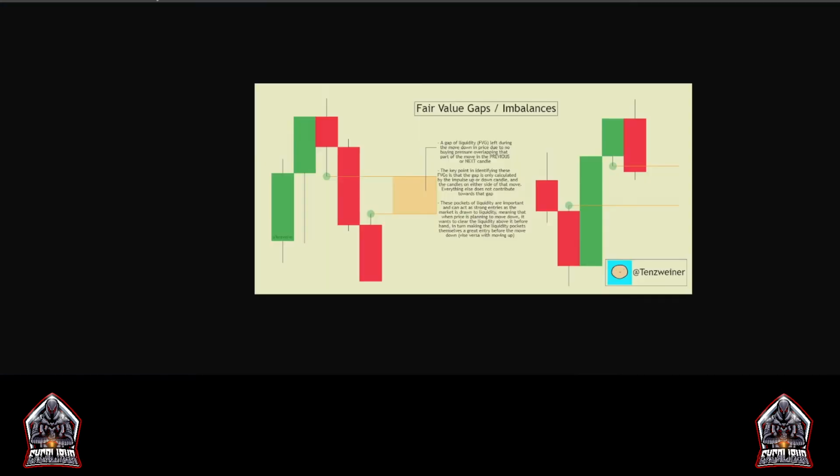So a fair value gap is a price imbalance. The stock market's either in balance or imbalance. So there's your price balance up here. Then you have your fair value gap right here between the previous candle's lower wick and the newest candle's upper wick. It's just going to be a gap of liquidity left during the move in price due to buying pressure and overlapping.